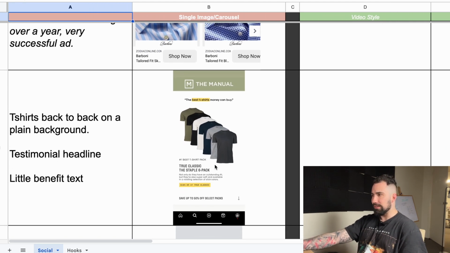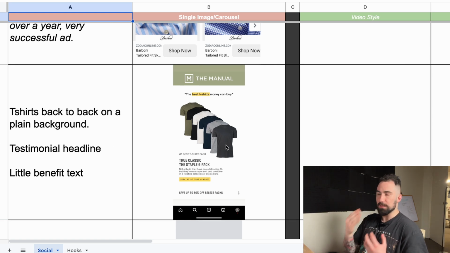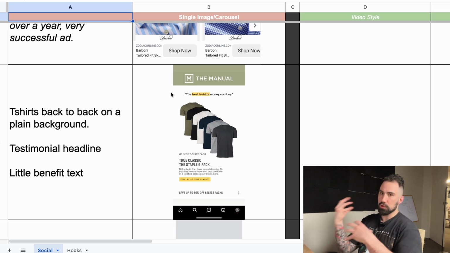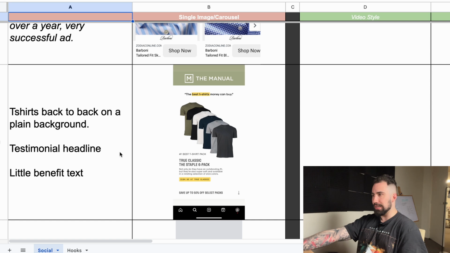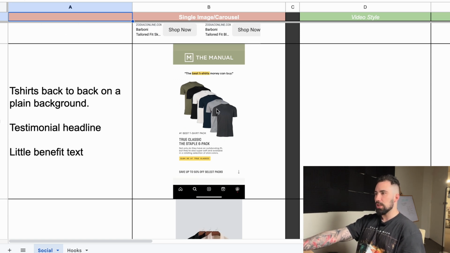And again, I think this is True Classics again, t-shirts back to back on a plain background. There are different ways to show different colors. If you're selling a bundled pack, this works really well. And as you guys can see, there's a testimonial headline, the best t-shirts money can buy. So they're stacking everything, a testimonial and a little benefit here as well. And it is easy, and there's an offer as well. I doubt that is the top performer, but that is a good addition to include.